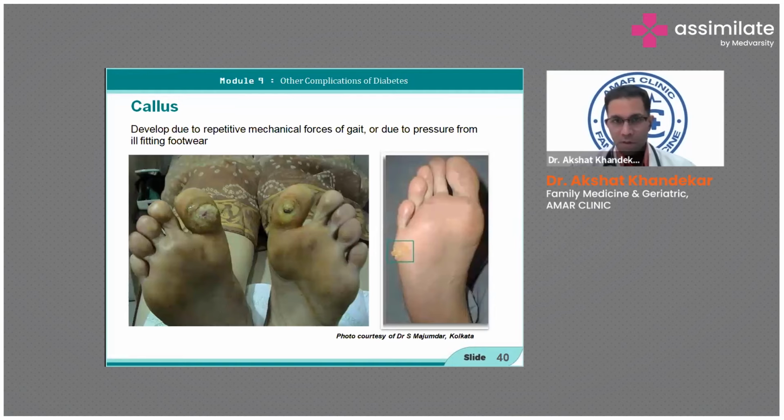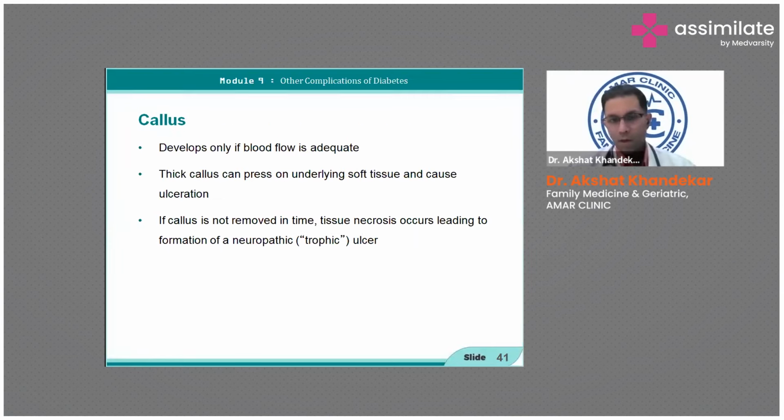So if you see these great toes, they actually have calluses which have developed due to improper footwear. And if you see, these develop only on the pressure points. So calluses, always keep in mind, will develop, or a neuropathic foot will develop, only where there is adequate blood flow. A thick callus can press the soft tissue and cause ulceration. If a callus is not removed in time, it leads to tissue necrosis, leading to formation of an ulcer. That is a neuropathic ulcer, which is commonly known as a trophic ulcer.